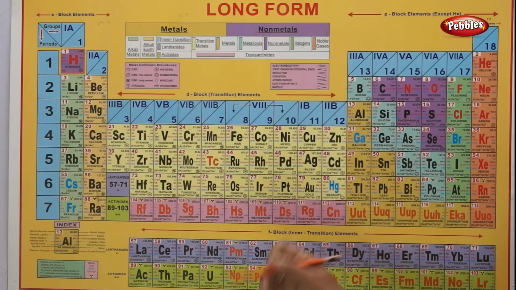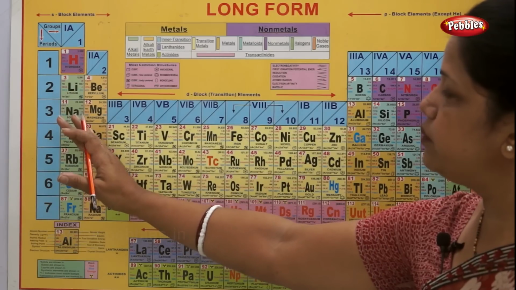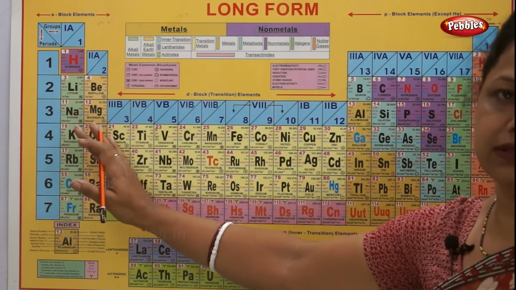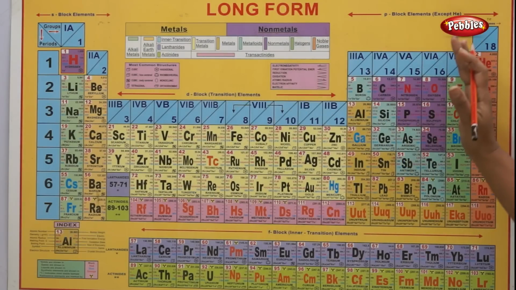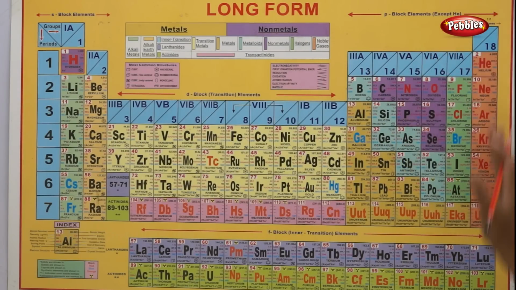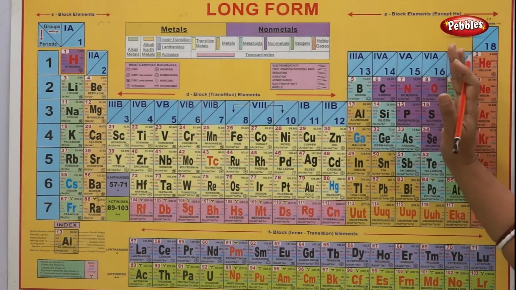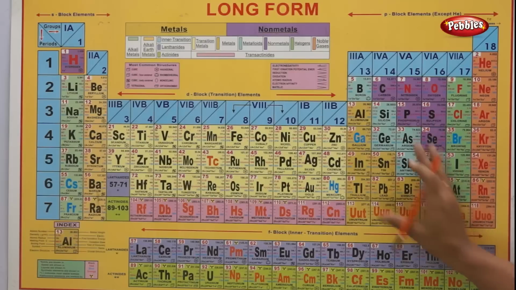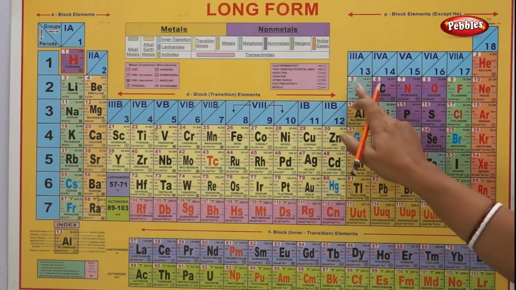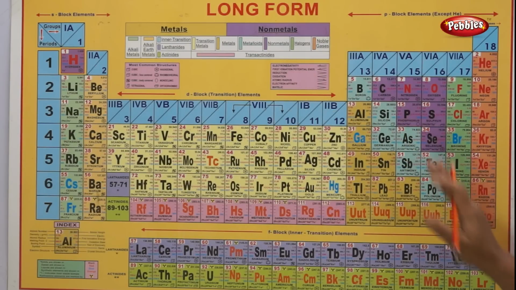Now we come to how the metals, non-metals and metalloids are arranged in this modern periodic table. Roughly, the left side of the modern periodic table contains the metals. The right side contains the non-metals, except the inert gases. And in between, the zigzag, you can see this light green color. These are called metalloid groups.